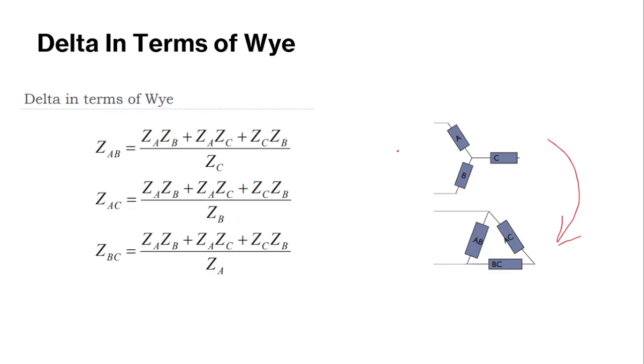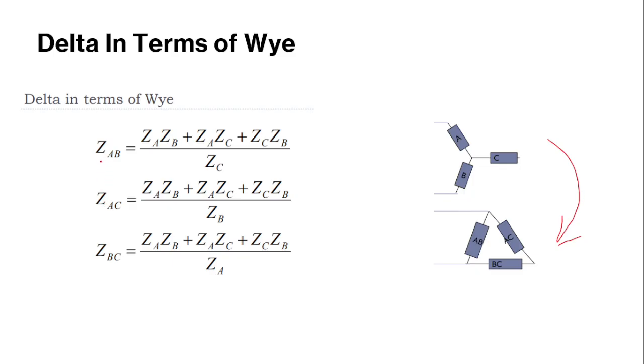This is the opposite. So now you're writing a delta in terms of a Y. So you have these here. It's basically the opposite if you think about it. So you're going from the ZA, ZB, ZC form into a delta: AB, AC, and BC. So delta in terms of Y, so the right-hand side would be A, B, C, and the left-hand side would be your delta impedances.